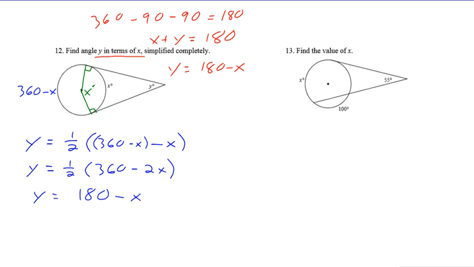Number 13, we're going to employ a similar trick in that we need to find what this arc is in terms of x. So we know it's the full circle. We've lost 100 degrees of the circle, or 100 degrees are accounted for, and then the x. So this arc here is 260 degrees minus x.